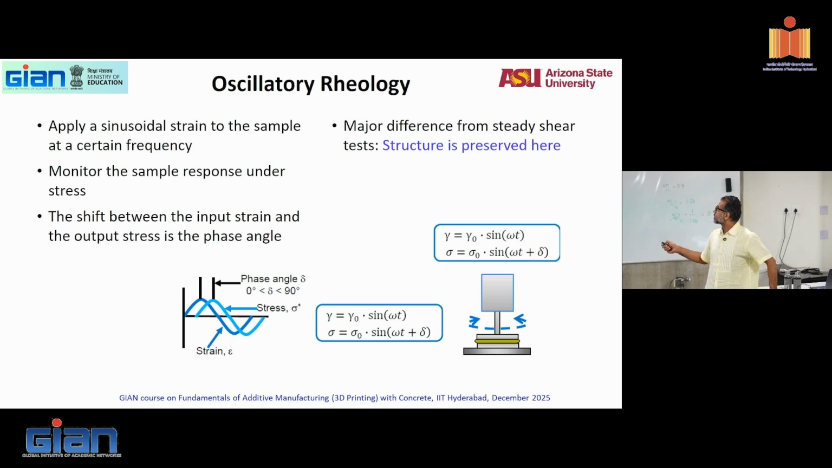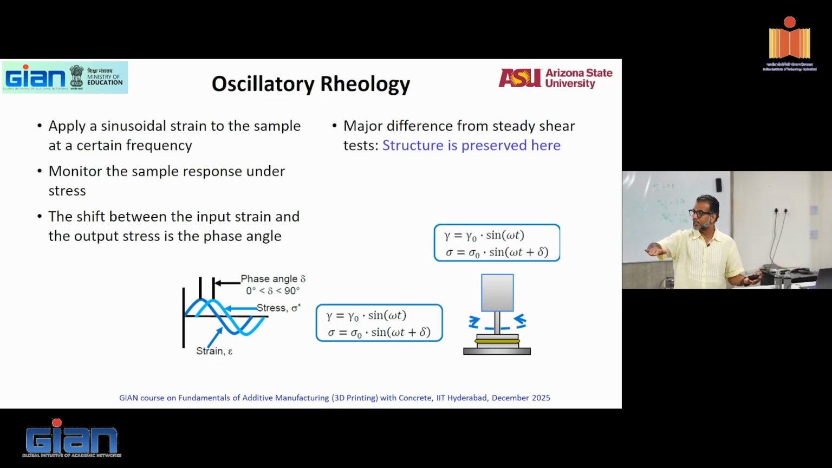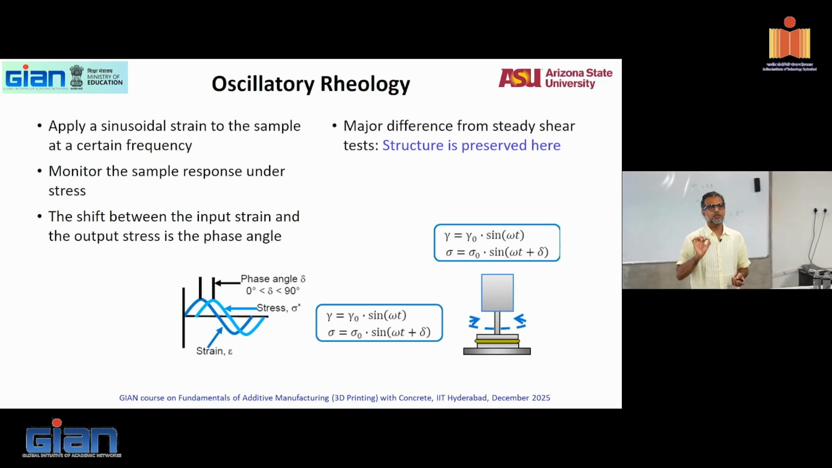So the major difference from the steady state test is that your structure is preserved here. You're doing only small oscillatory strains, or oscillatory stress; you can apply stress too. When you apply all these small sinusoidal strains, you're not disturbing the material structure. Remember, in rotational rheology you're pre-shearing everything to get to a constant rate, correct? Now you're not doing that. As is the state of the material, you're applying an oscillatory stress or strain to see how the material is responding to stress.